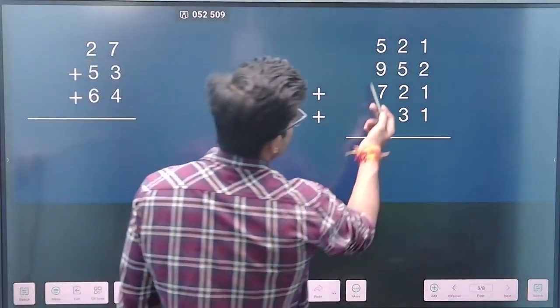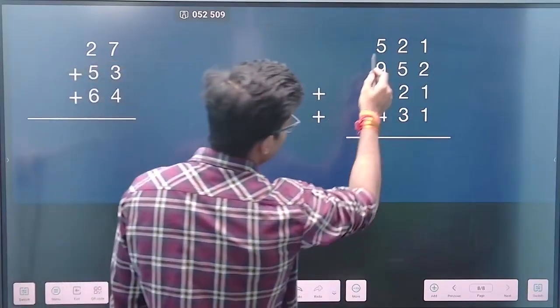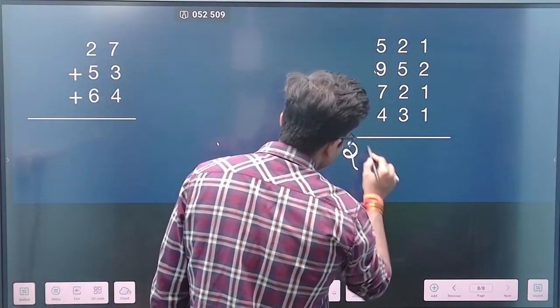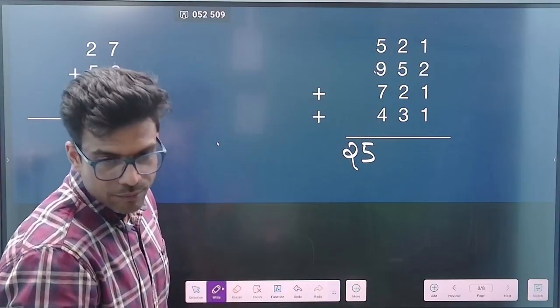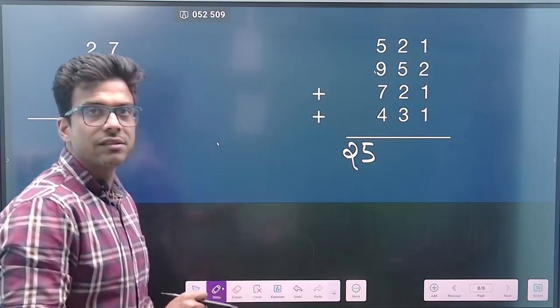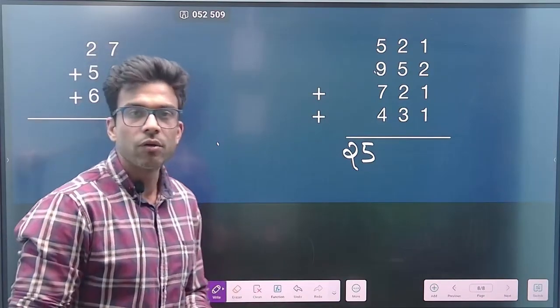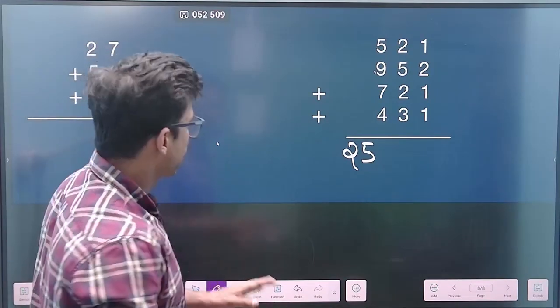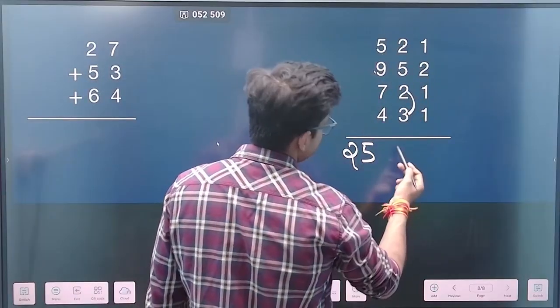Again, 9 plus 1 is 10, plus 6 is 16, plus 4 is 20, and plus 5 is 25. This much command you all should have. Come on, say yes or no, everyone. Okay, fine. Now this is 5, 10, this is 12.